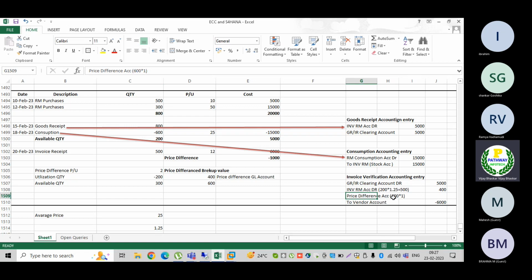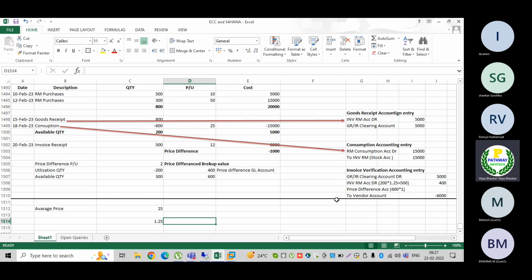The price difference on the quantity we have utilized: 500 plus 300, that is 800 quantity. Still we have the 600 consumption happening. 600 into 1.25, again, I think this is not correct, 750 it will come. But now 200 into 1.25, this is the wrong calculation. See, now 200 into 1.25 is 250. Here I mentioned a wrong calculation. Now we get the correct value, 250 rupees.